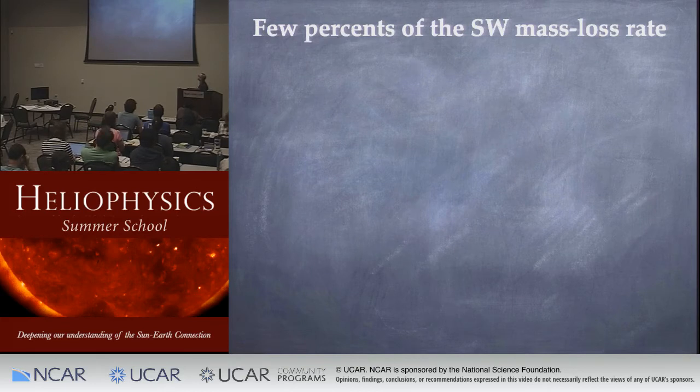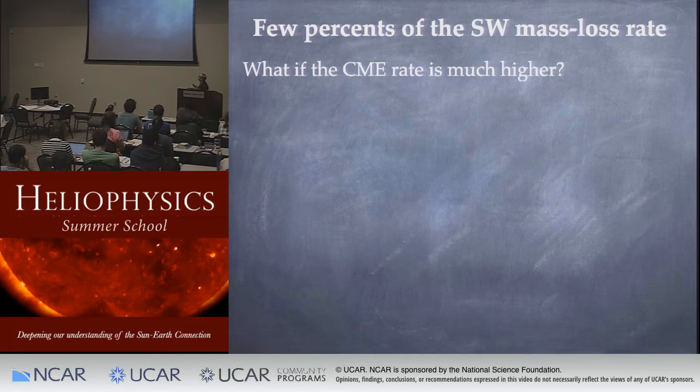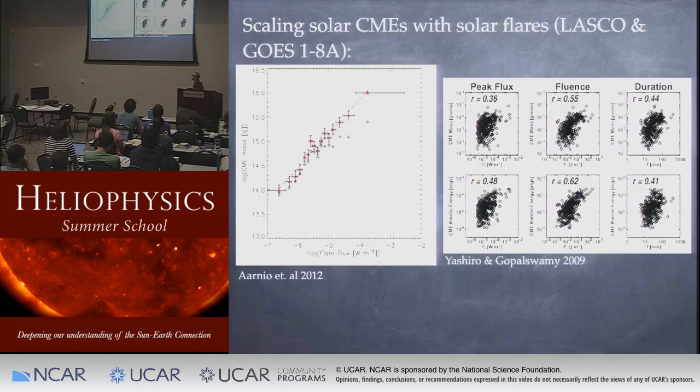So this is what we find for the sun. It's just a few percent of the solar wind. So what if the CME rate is much higher? And the question is how to scale the CMEs to other stars. This work was done by a number of authors. Alicia Arnio, she's at CU now as well, published this in 2012. Jeremy Drake and colleagues from CFA also published it at about the same time. It was very nice because the two works were done simultaneously and the conclusion was pretty much the same. So it was kind of nice parallel scientific work on the same thing.